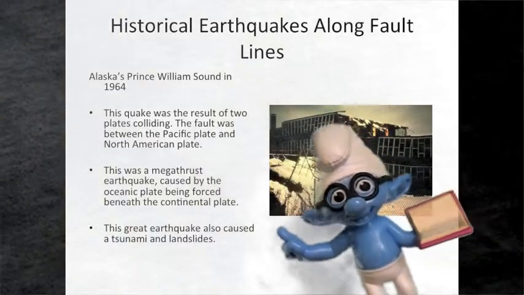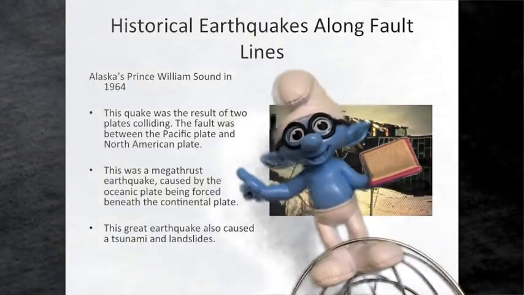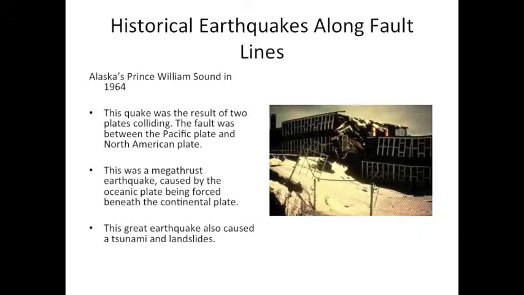Alaska's Prince William Sound in 1964. This quake was the result of two plates colliding. It was a reverse fault. The earthquake was so great it caused a tsunami and landslides.